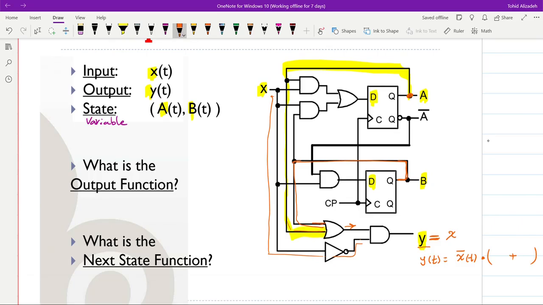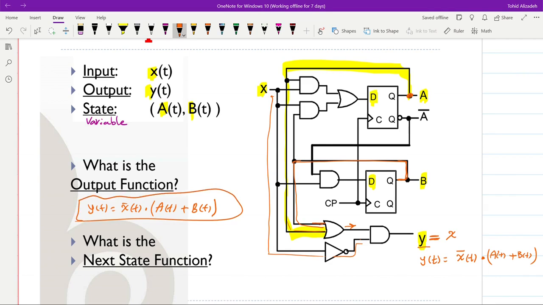Therefore, the expression for Y will be equal to not X and A at time t, or B at time t. So we have it for the output: Y at t is equal to not X at t and A or B. This is the expression that we have for the output function.